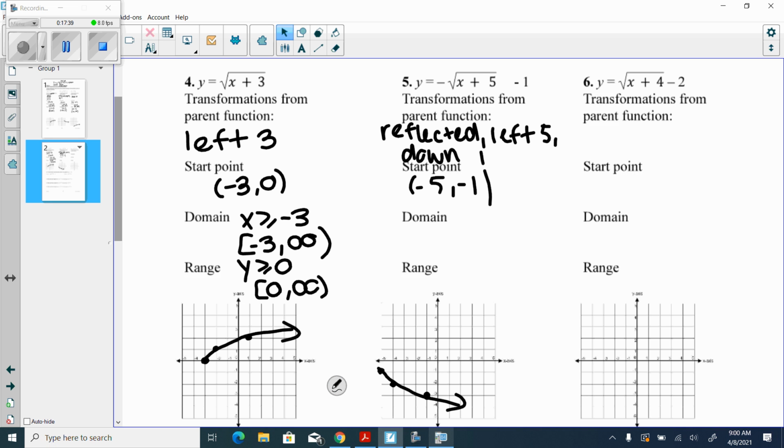Okay, and then my domain, so this is going to be for x. Where does x start now? -5. And is it going to get bigger or smaller as it goes? Bigger. And if I was going to write that differently, I could put it goes from -5 to infinity.